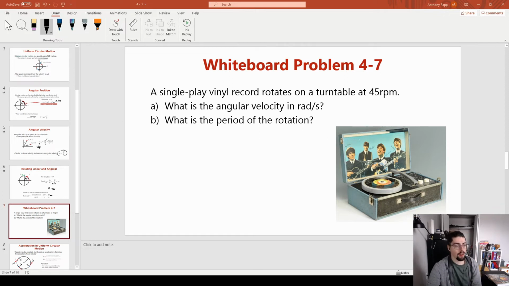Canvas will probably freak out if you try to put in pi. So make sure to put in the actual number from it.